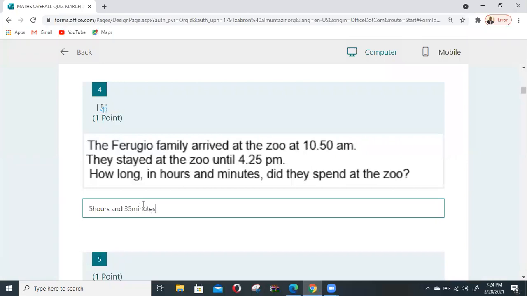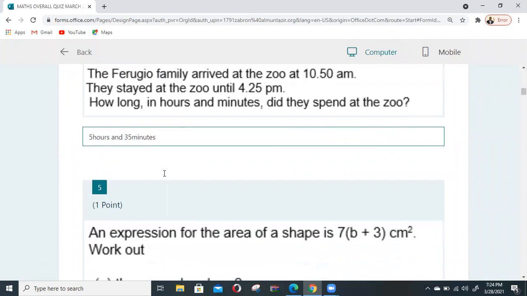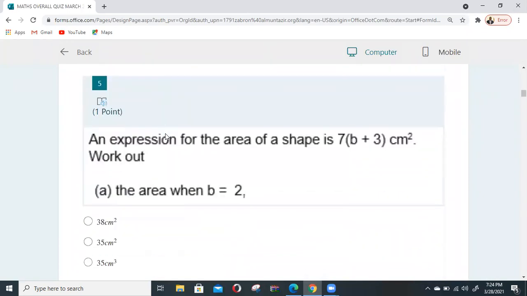And then go ahead writing. You have to be careful when writing that. So 5 hours and 35 minutes. Go ahead writing that. That is your correct answer.